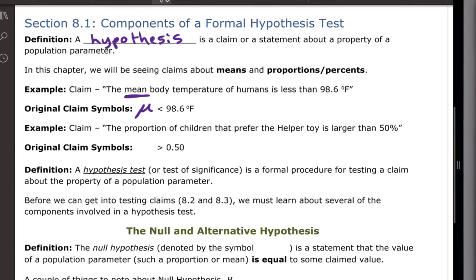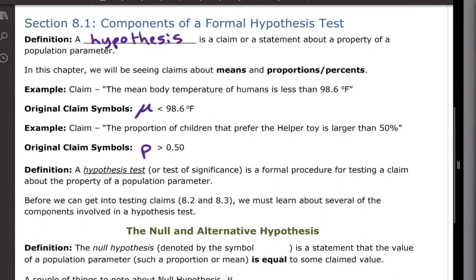Next, like the claim that the proportion of children that prefer the helper toy is larger than 50%. Okay, that would be like the percentage of all children, right? It's a population proportion. We're going to use a symbol P, just like we did with Chapter 7, for population proportion. And then a hypothesis test, of course, is a formal procedure that we'll go through.